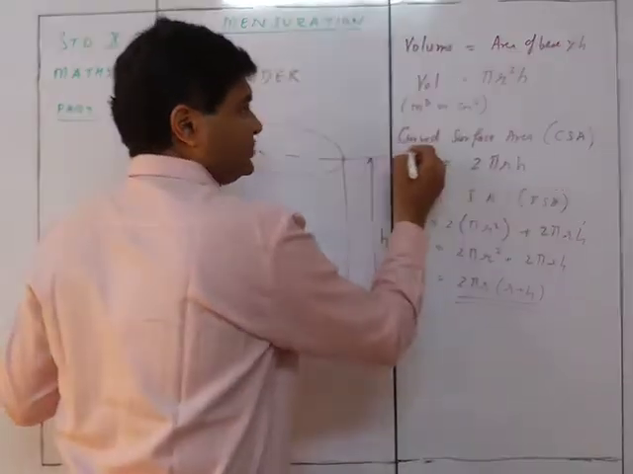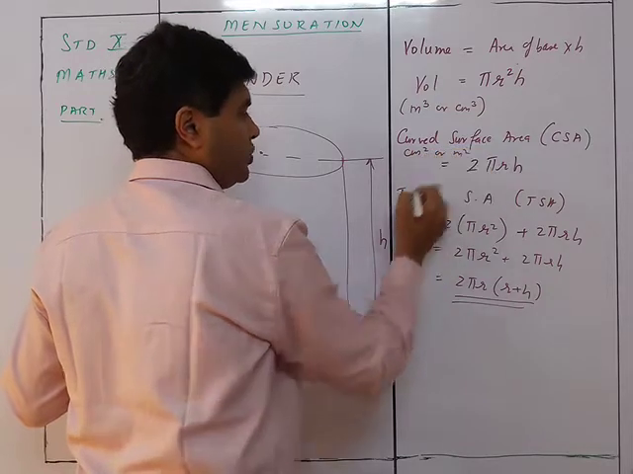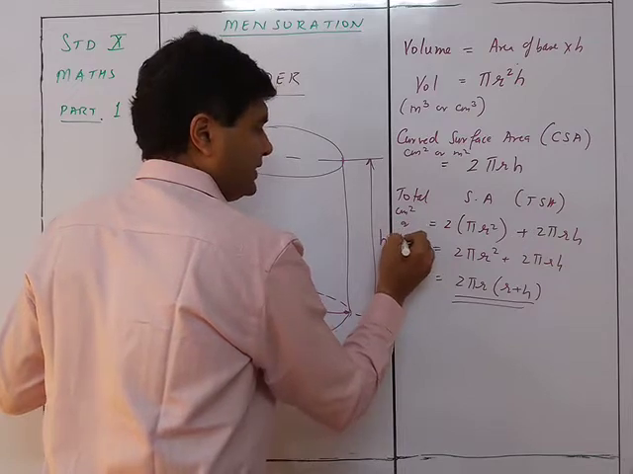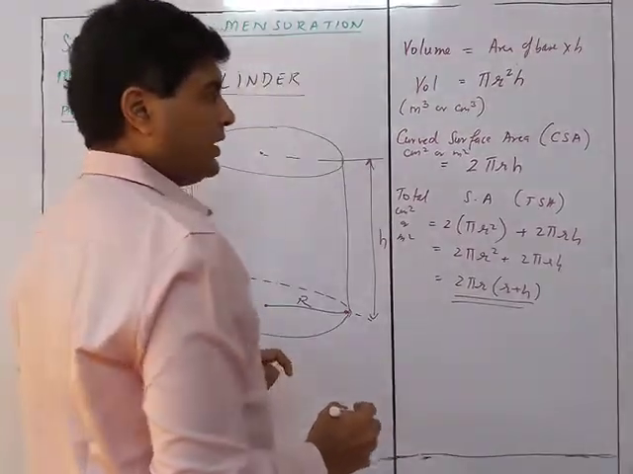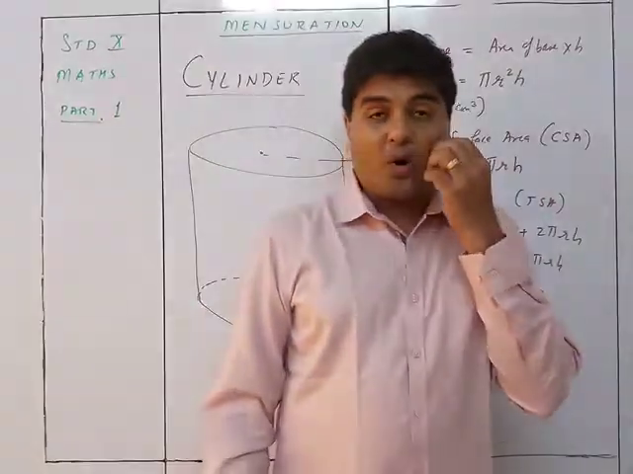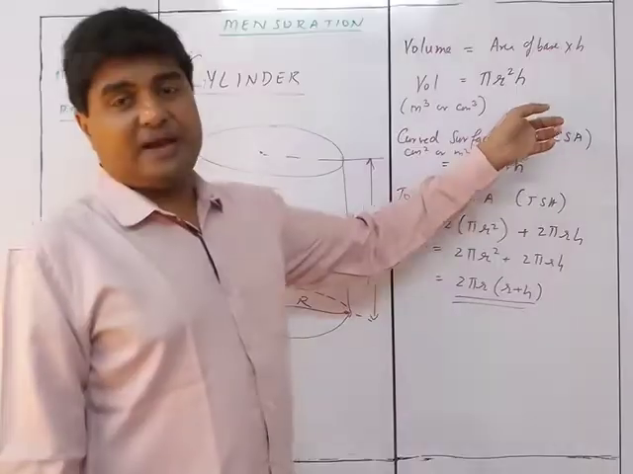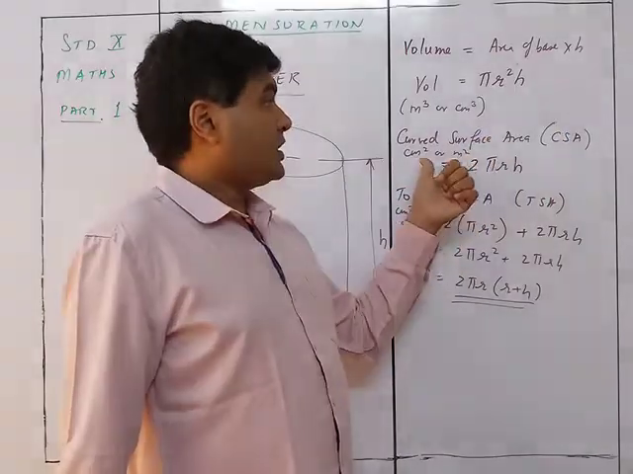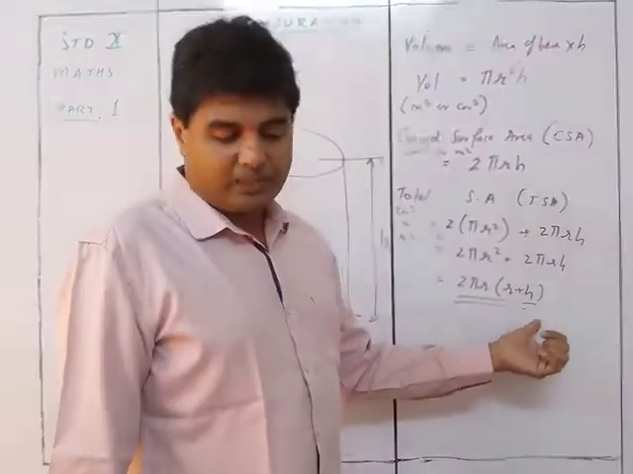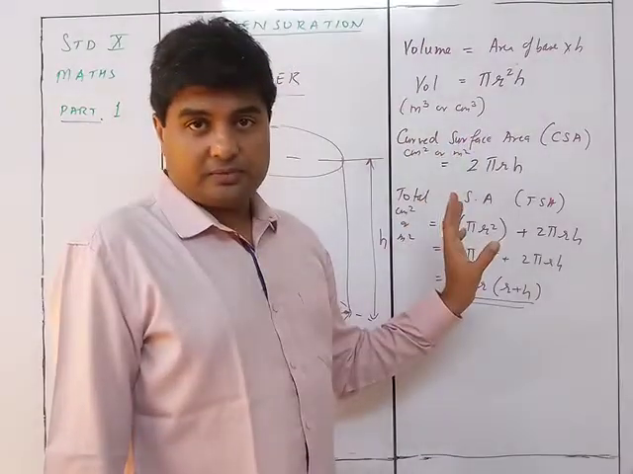And total surface area will always be in centimeter square or meter square. So this will be centimeter square or meter square. Got it? So these are the 3 most important formulas for a cylinder. Cylinder volume is pi r square h, curved surface area is 2 pi r h, and the total surface area is 2 pi r (r plus h). Okay, that is the case of cylinder.